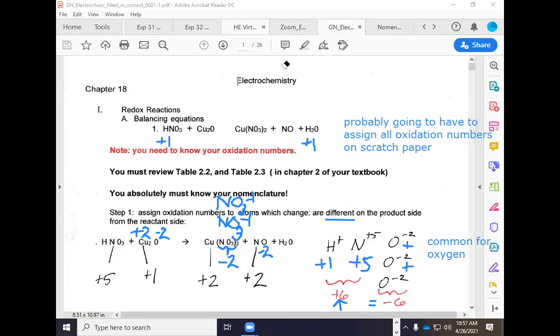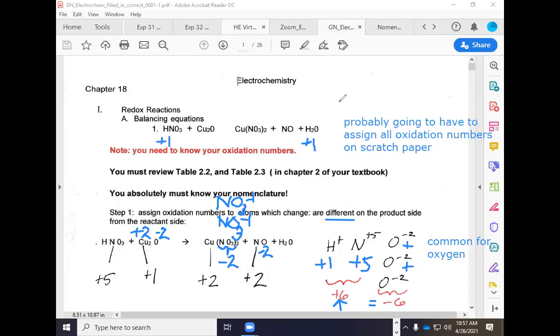Okay. Any questions about figuring out all these oxidation numbers? Does anyone need more time copying this down? Do we need to find it out for H2O? Nobody cares about H2O.